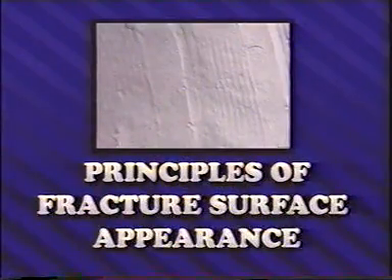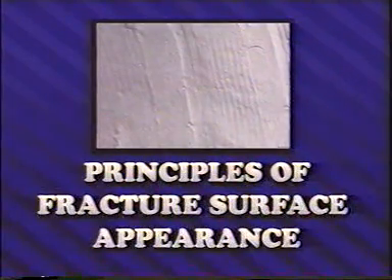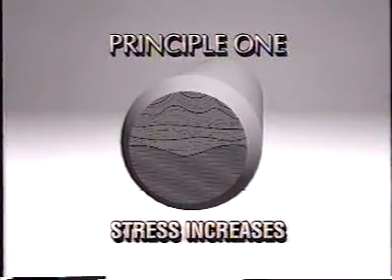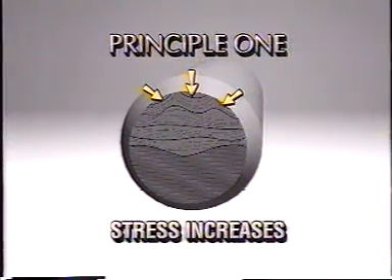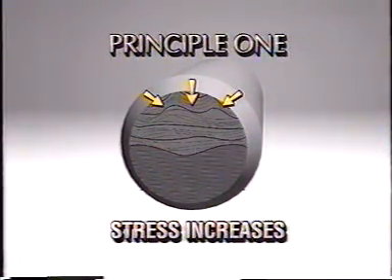The appearance of fatigue fracture surfaces is based on certain principles. Number one, as local stress increases in the region of potential crack initiation, the number of active crack nuclei, or initiation sites, also increases. Therefore, at high overstress or in the presence of severe stress concentration, multiple crack origins will be seen. In most instances, the cracks from these origins will eventually unite to form a single crack front.